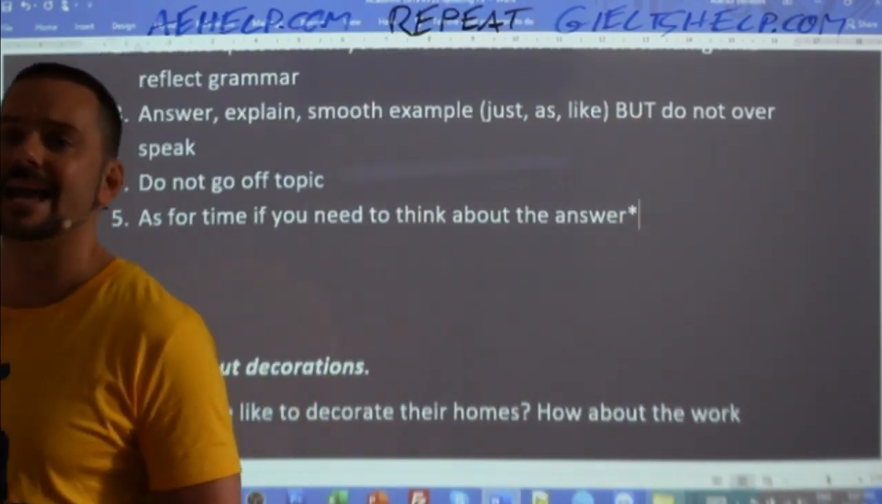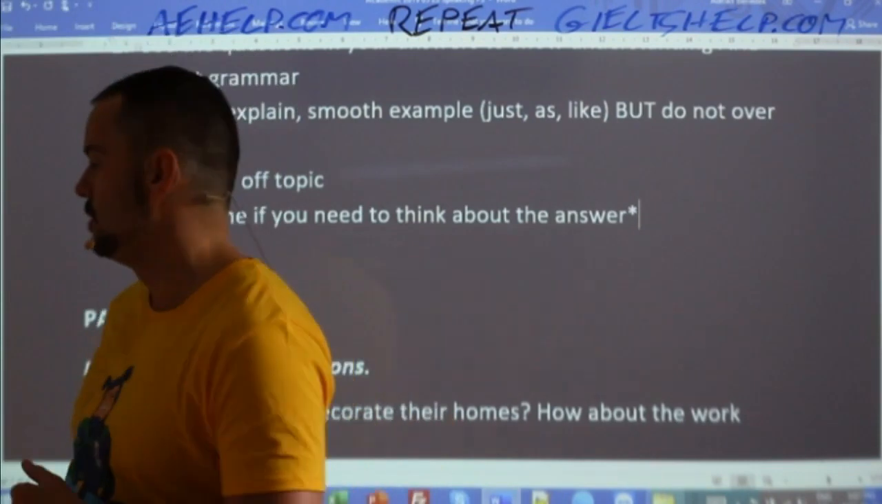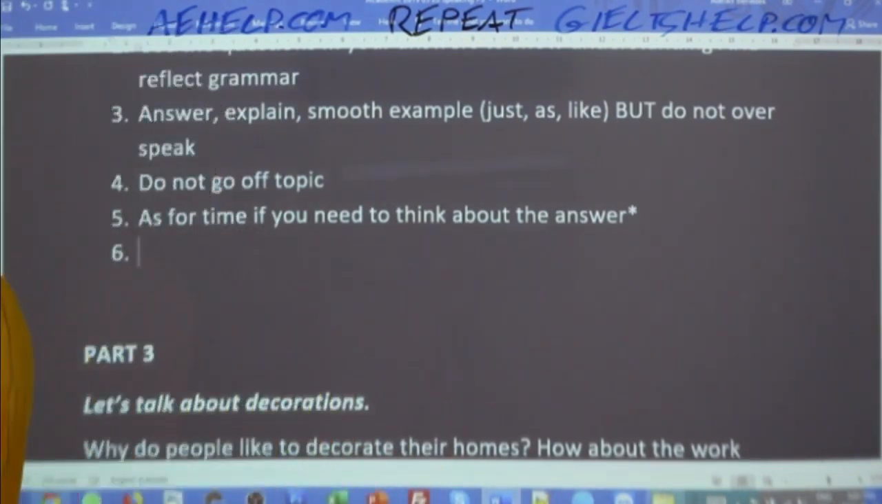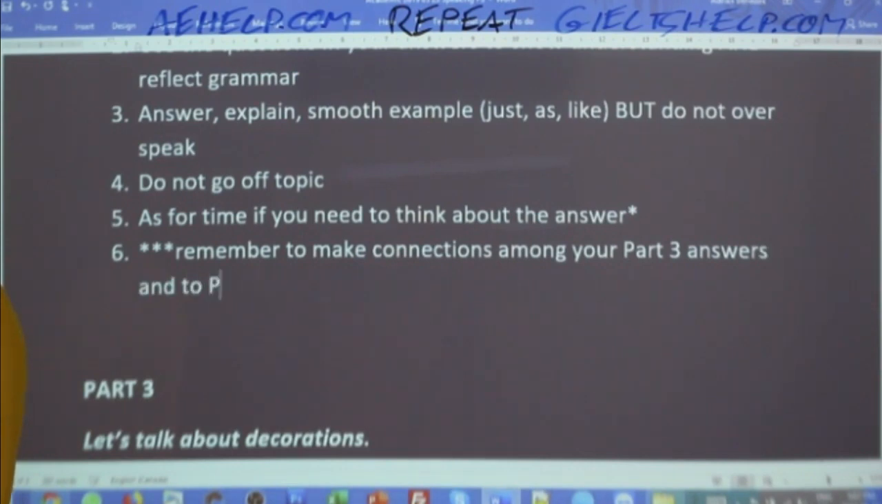Now, Pachu says, as I mentioned before. Now, that's a different note, Pachu. So this is a very important one for part 3. Remember to make connections among your part 3 answers and to your part 2 response.